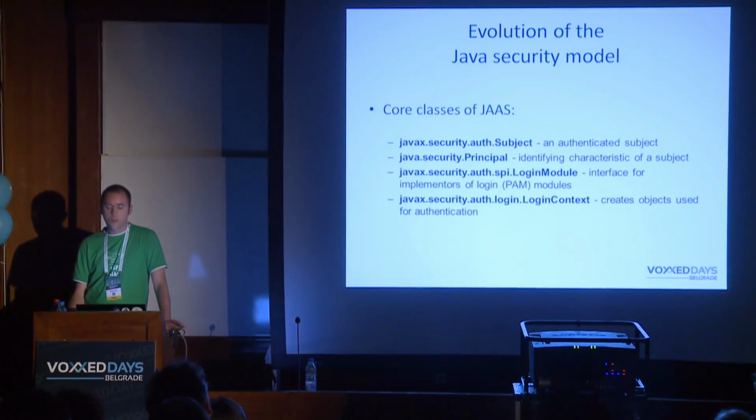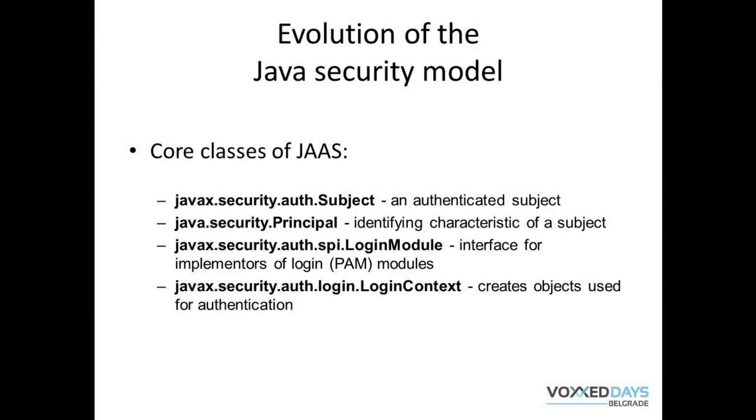Okay, so here are the core classes of JAAS. The first one, I'll start from the end, is the login context. When you work with JAAS, you create a login context that encapsulates all of the login information that the JVM needs to know in order to authenticate the current user. A login context can use one or more login modules, meaning that it can authenticate a user from one or multiple sources, for example, from a database. If authentication fails from a database, then it can fall back to an LDAP server, and so on and so forth.